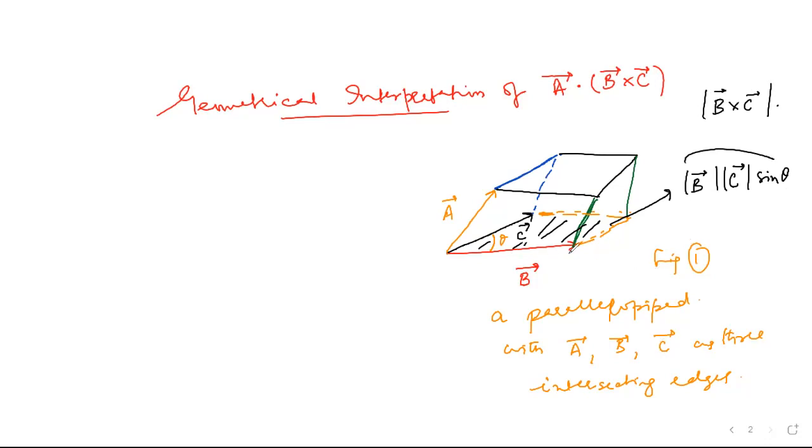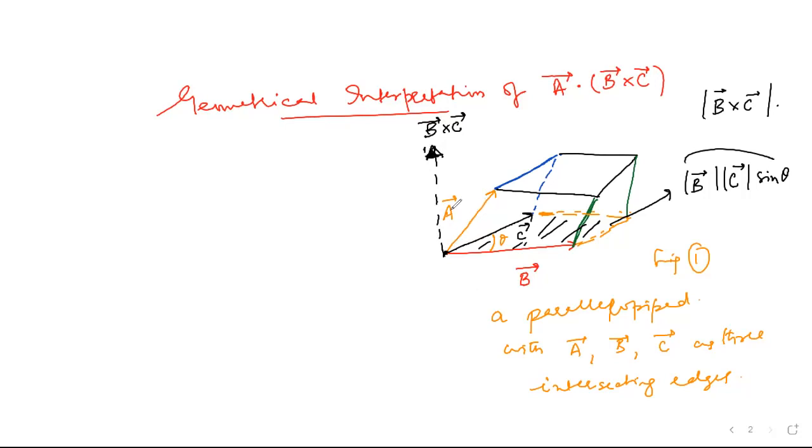And we know this B cross C vector will be oriented this way. It will be perpendicular to the plane formed by B and C. When you use the right hand rule, it will be upward like this. It will be here, perpendicular to the plane formed by B and C. So this is my B cross C vector, right?